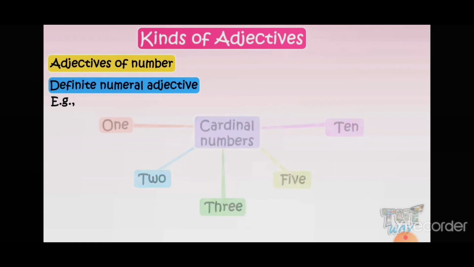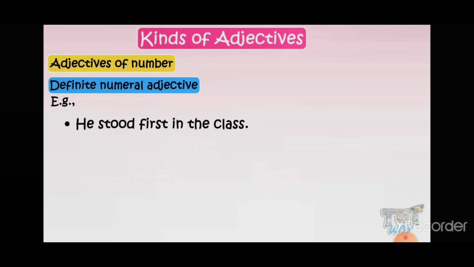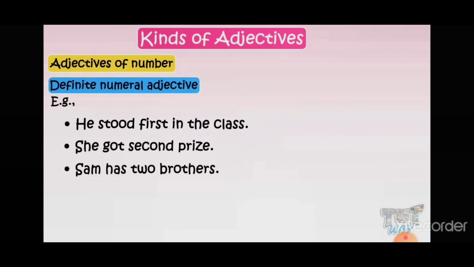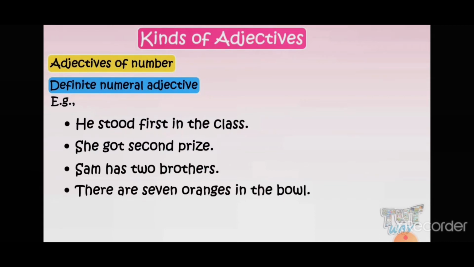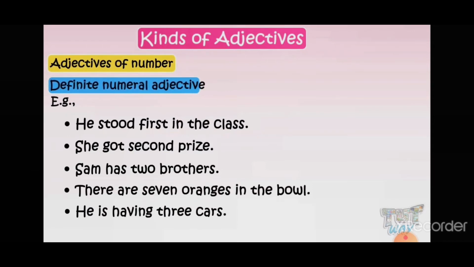And their usage is like, she stood first in the class. She got second prize. Sam has 2 brothers. There are 7 oranges in the bowl. He is having 3 cars. So, definite numeral adjectives tell us the exact number of people and things.